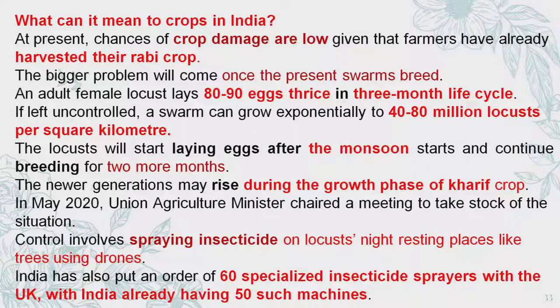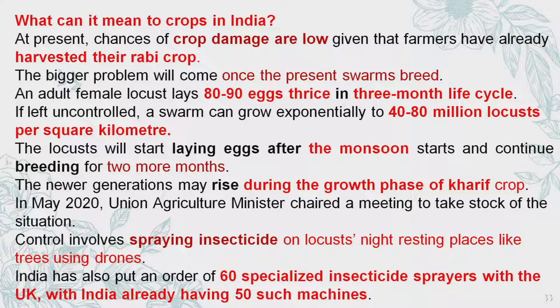So that means it's going to produce 40 to 80 million locusts per square kilometer. Then they start laying eggs after the monsoon, continuing to breed for another 2 more months. The newer generation may rise during the growth of kharif cropping. That's why in 2020, the Minister of Agriculture chaired the meeting for the situation.